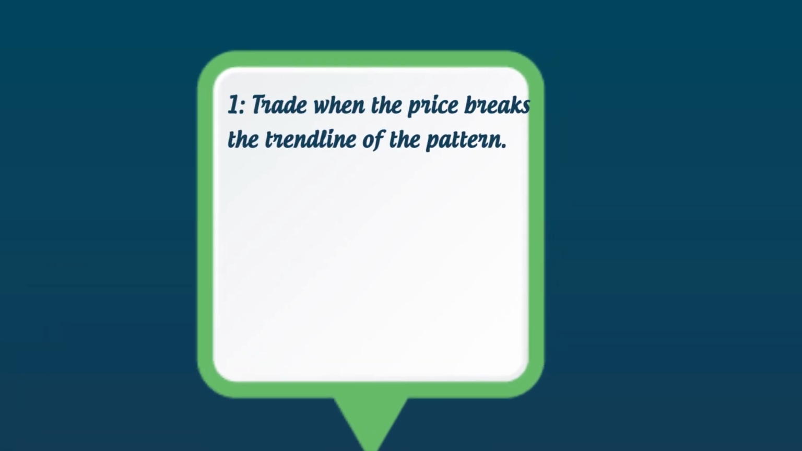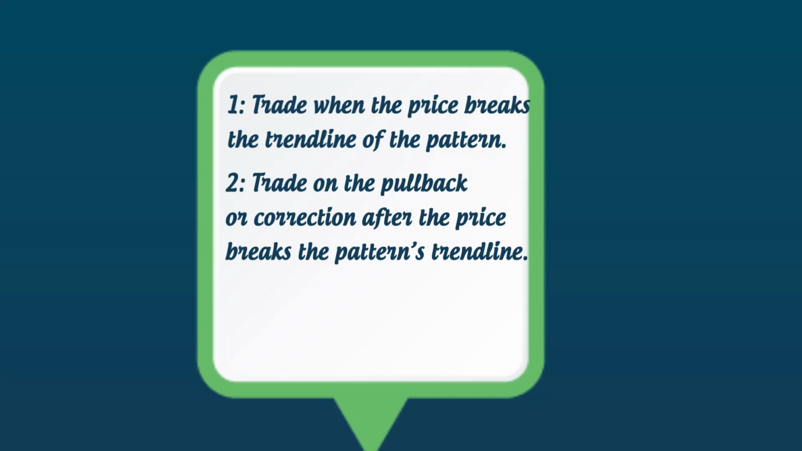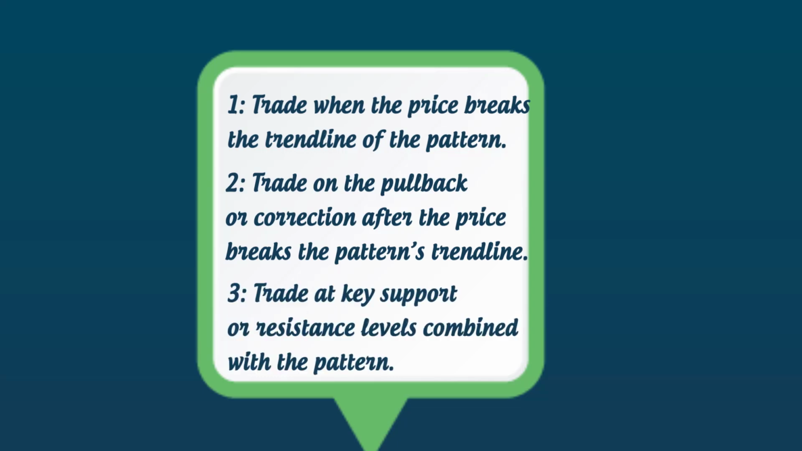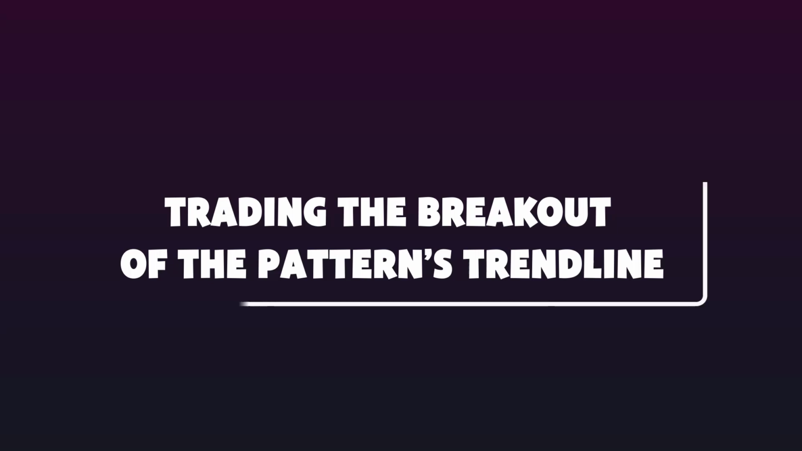Method 1. Trade when the price breaks the trend line of the pattern. Method 2. Trade on the pullback or correction after the price breaks the pattern's trend line. Method 3. Trade at key support or resistance levels combined with the pattern. Let's start with trading the breakout of the pattern's trend line.